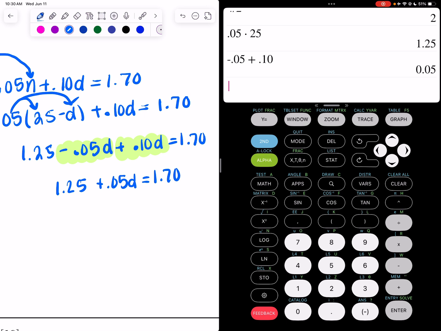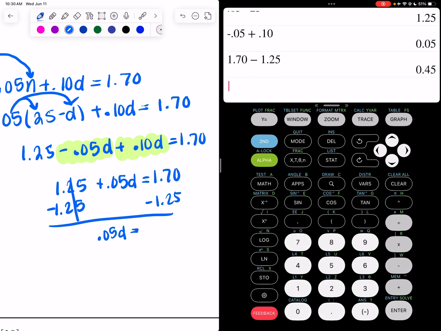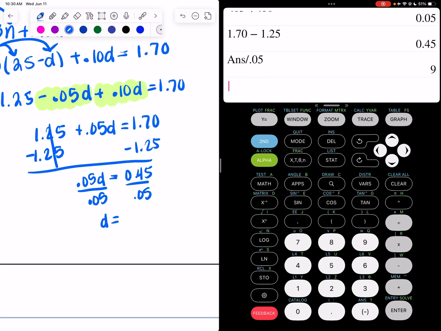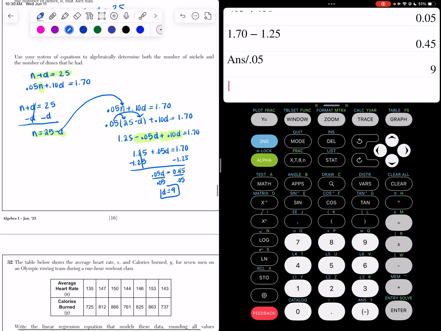Now we want to get that variable by itself, so we're going to subtract 1.25 from both sides of our equation. I do 1.70 minus 1.25, and I get 0.45. Now we divide both sides of our equation by 0.05, and we get 9. So that tells me we have 9 dimes. But here's the thing, we need to solve for how many nickels we have.